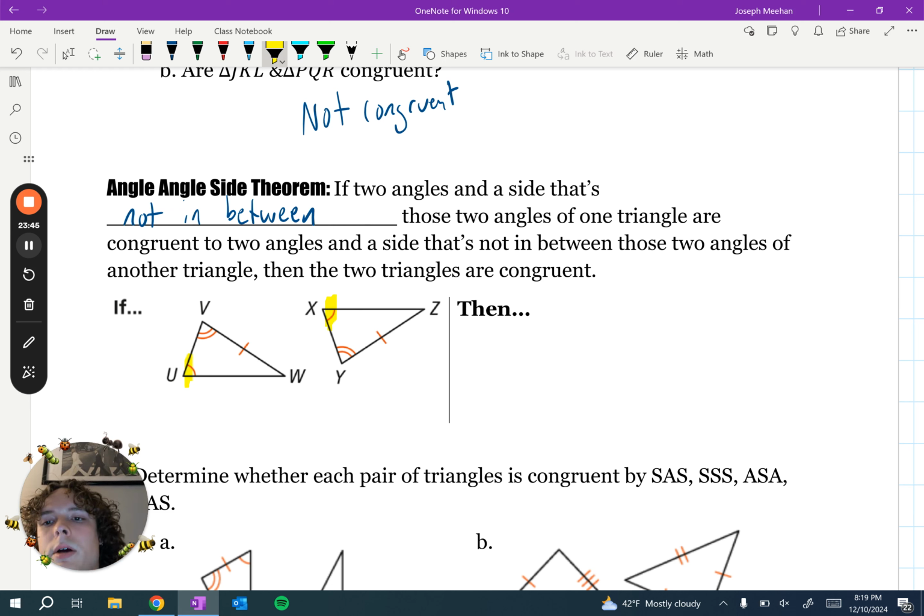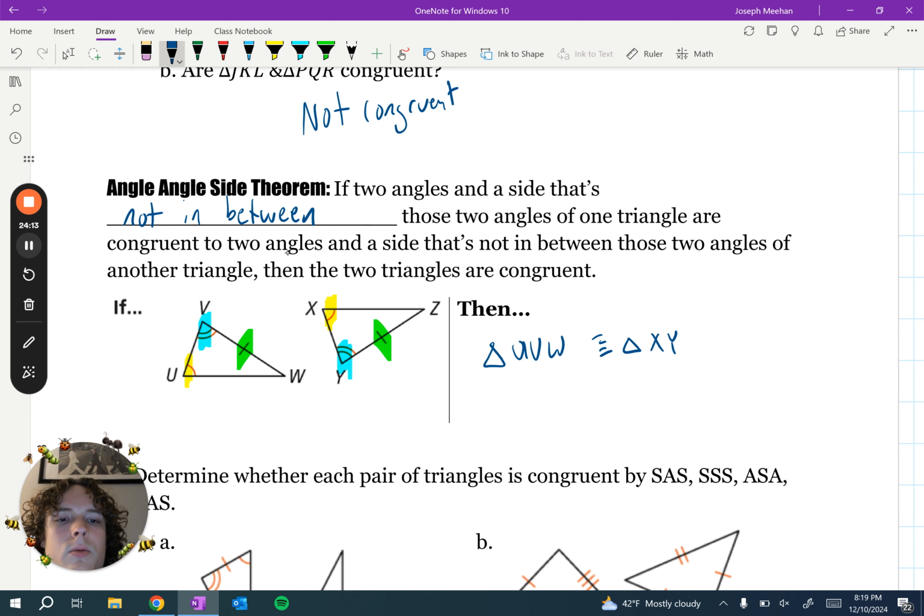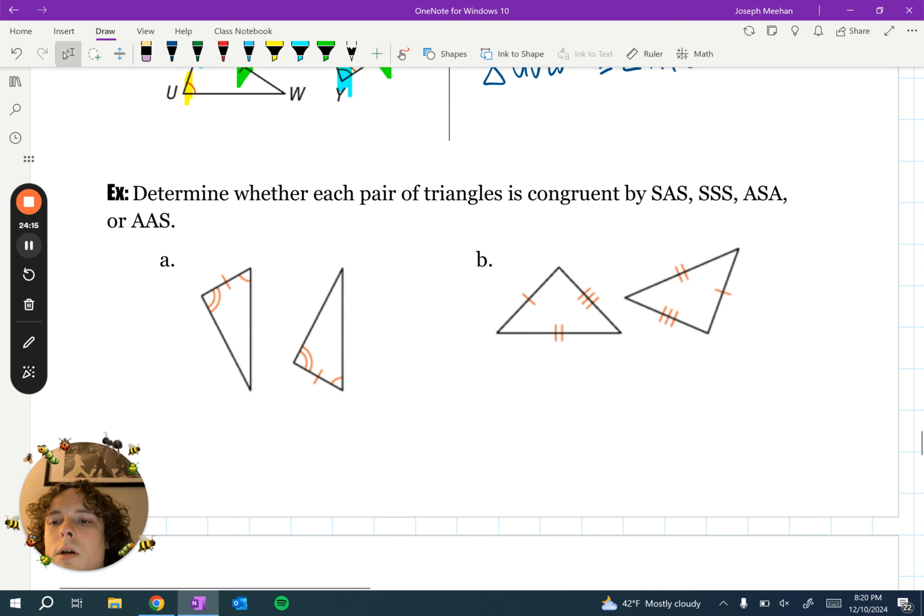So here you can see angle U is congruent to angle X, angle V is congruent to angle Y, and then VW is congruent to YZ. This works exactly like side, side, side, or angle, side, angle. If we have these properties of these two triangles, then these triangles are congruent, okay? So then UVW is congruent to triangle XYZ. Let's do some examples with it.